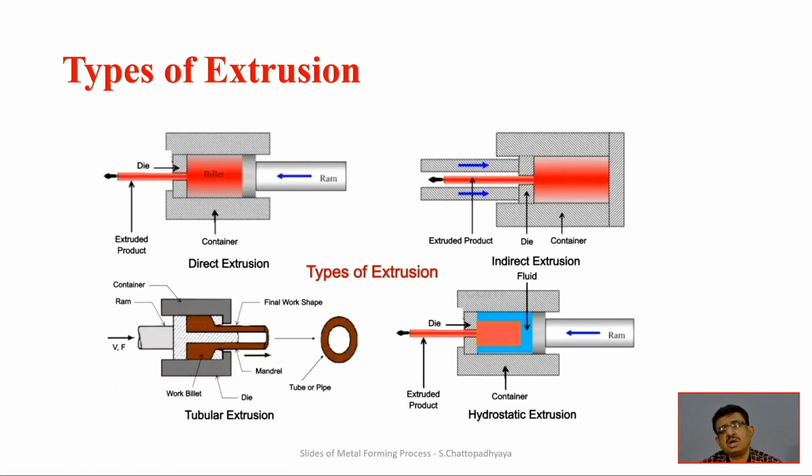For hollow construction, we need a mandrel, and this mandrel is pushed by the ram with certain velocity and forces, and that way the tubes and pipes are extruded. Very, very popular process, producing pipes and tubes.